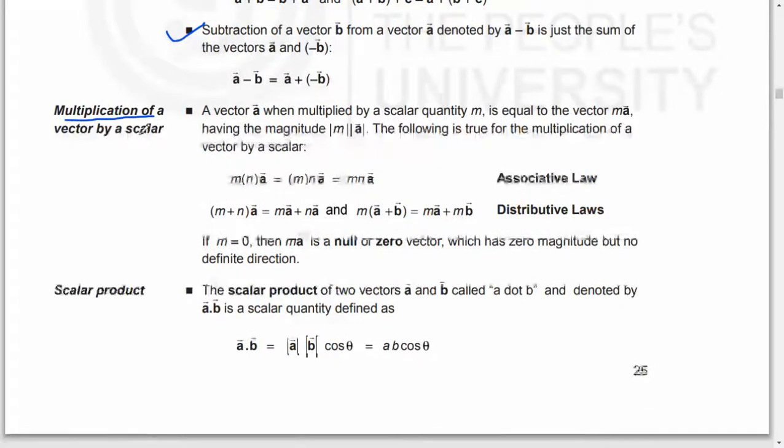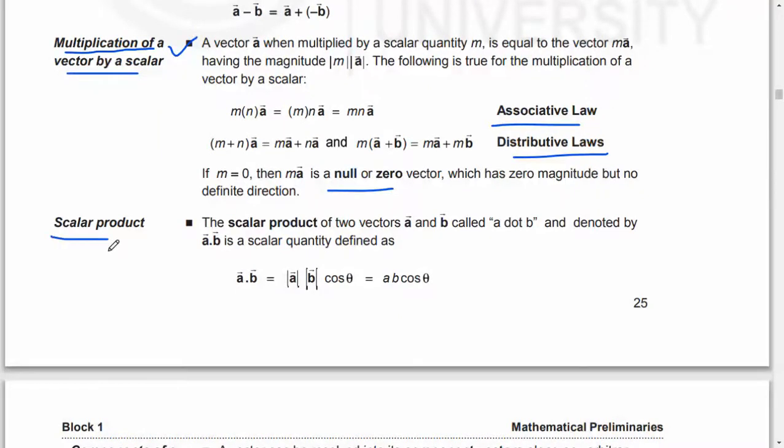Multiplication of a vector by a scalar. A vector A when multiplied by a scalar quantity m is equal to the vector mA having the magnitude mA. The following is true for the multiplication of a vector by a scalar. m n of vector A equal to mn vector A equal to n m vector A, associative law. m plus n vector A equal to mA plus nA, and m of A plus B equal to mA plus mB, distributive laws. If m equal to 0, then mA is a null or zero vector, which has zero magnitude but no definite direction.